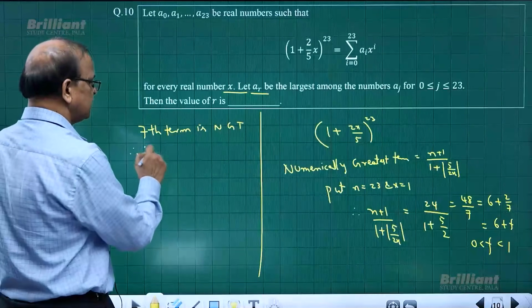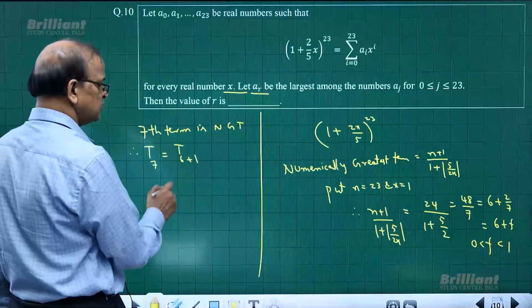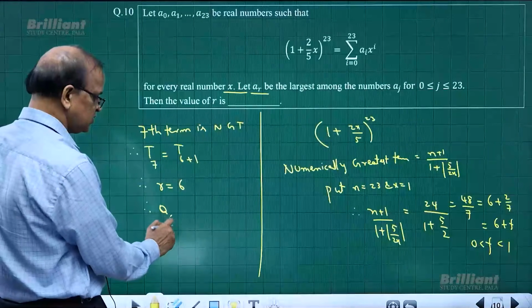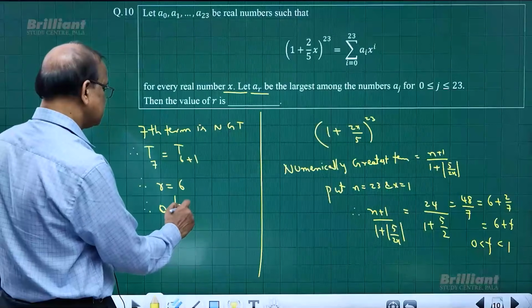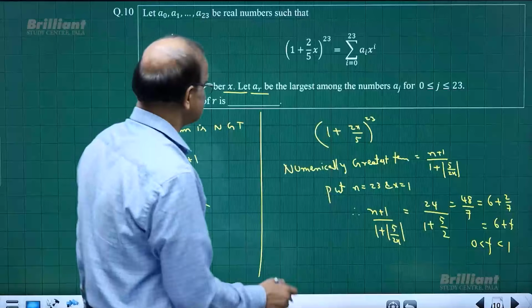Therefore R is 6. T7, that is T6 plus 1. So therefore R is 6. Therefore A6 is largest. Okay, right. So R is 6.